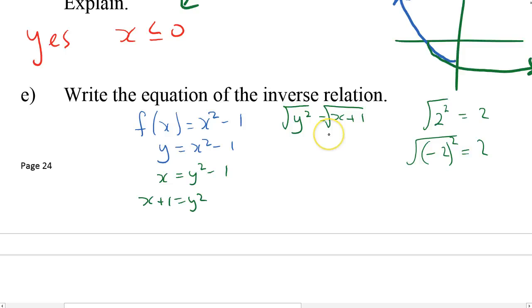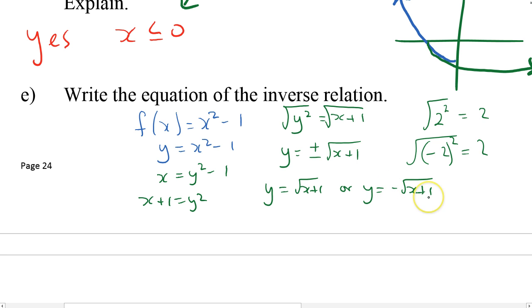So at this point, when I take the square root of both sides, y could have been positive or it could have been negative, the square root of x plus 1. So we could write this out: y is equal to the square root of x plus 1, or y is equal to the negative square root of x plus 1. It shows us that it's not really a function, because for any one y value, you've got two x values that are going to be associated with it.